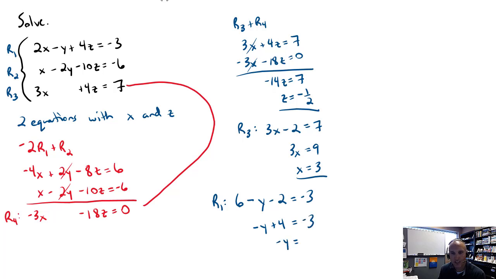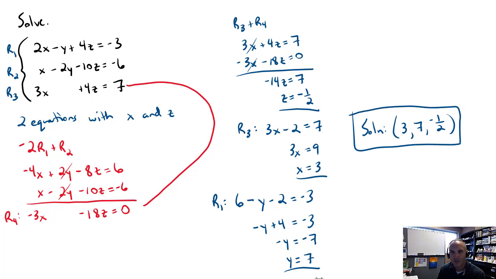Subtract the 4 over to get negative y equals negative 7. Finally, divide by the negative 1 to see that y equals 7. And we have solved for all three variables, and our solution is the ordered triple. X is 3, y is 7, z is negative 1/2. And of course, this is the point in 3 dimensions where these 3 planes intersect.